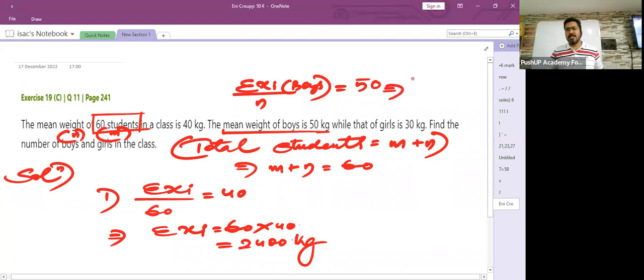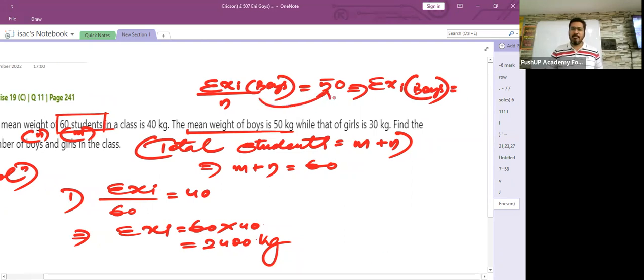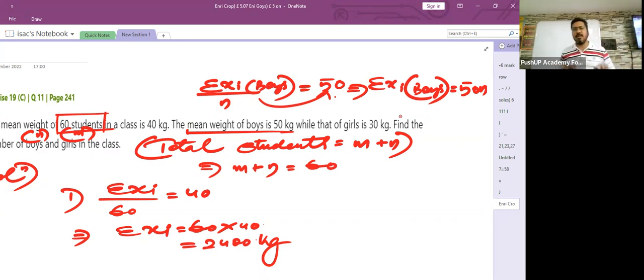So children, can't I say, if I take the sum of the weight of all the boys, that would be equal to n multiplied by 50, which is equal to 50n. So you just need to remember one concept. The sum of all the observations divided by the number of observations is equal to the average. I'm not using any new formula here.